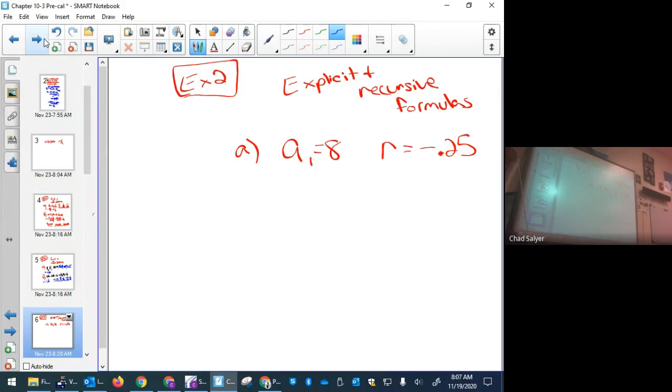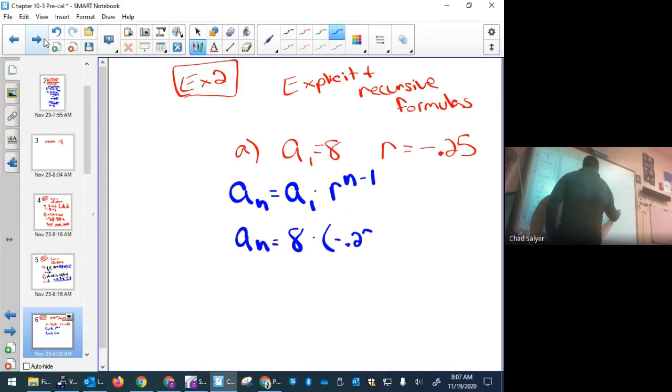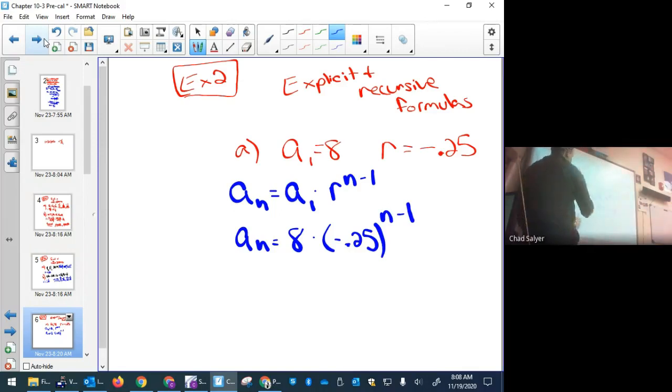So explicit and recursive formulas. Let's write some formulas. First of all, the explicit formula, we're going to use the nth term, just like we did with arithmetic sequences. And remember, it looked like this. a sub n equals a sub 1 times r to the n minus 1 power. So if I've got a sub 1 equals 8, so that's 8 times the r value, which is negative 0.25, to the n minus 1 power.